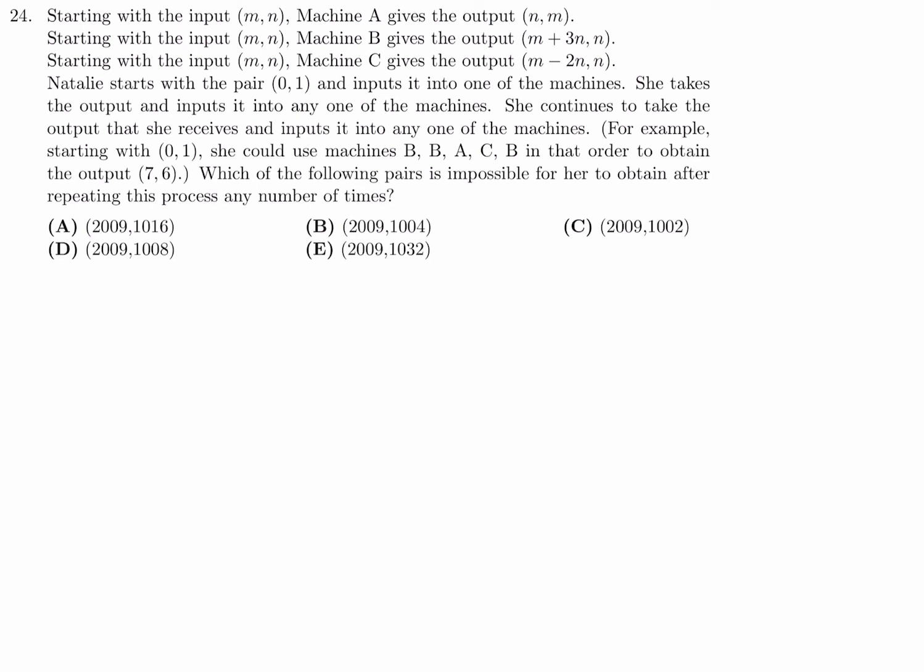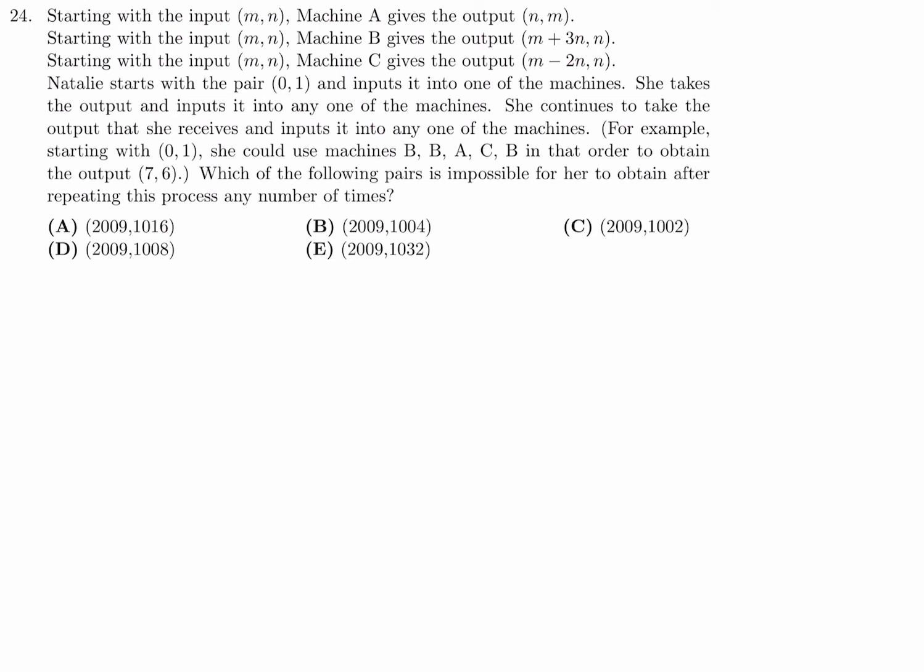Starting with the input (m, n), machine A gives an output of (n, m). Starting with the input (m, n), machine B gives the output (m + 3n, n). Starting with the input (m, n), machine C gives the output (m - 2n, n).